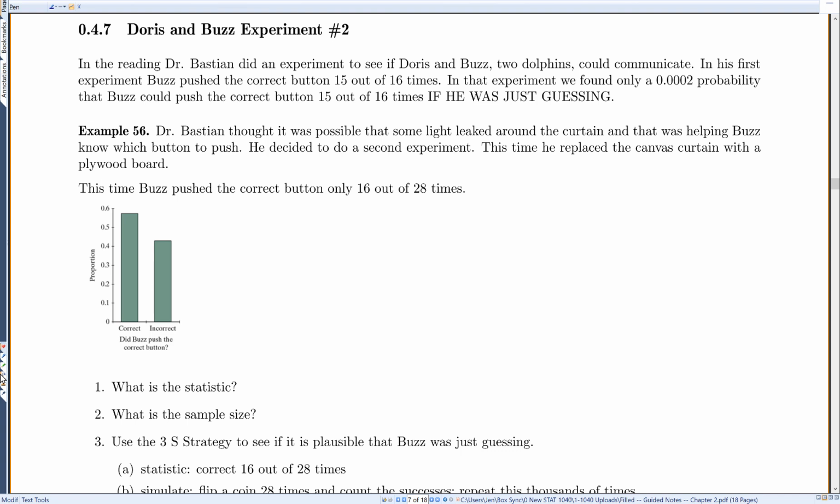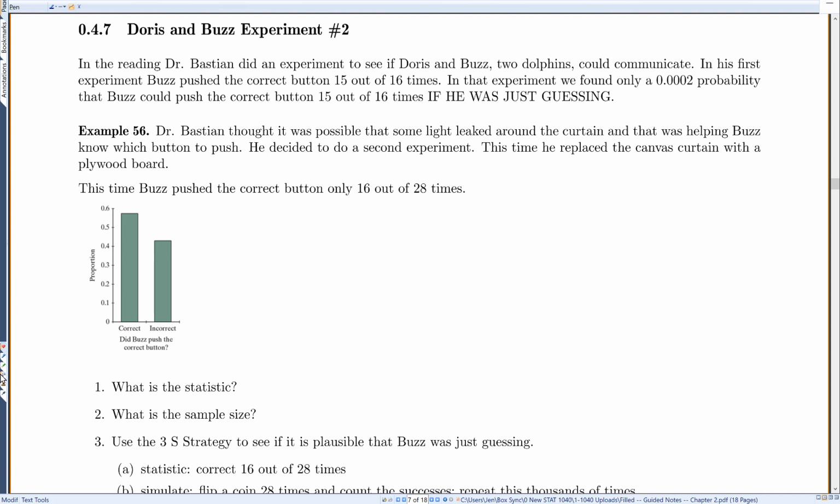Let's see, so this is an experiment about Doris and Buzz. So in the reading, Dr. Bastian did an experiment to see if Doris and Buzz, two dolphins, could communicate. In his first experiment, Buzz pushed the correct button 15 out of 16 times. In that experiment we found only a 0.002 probability that Buzz could push the correct button 15 out of 16 times if he was just guessing.